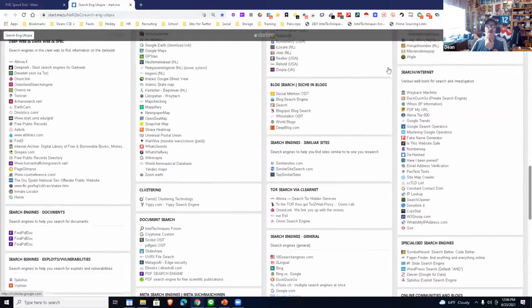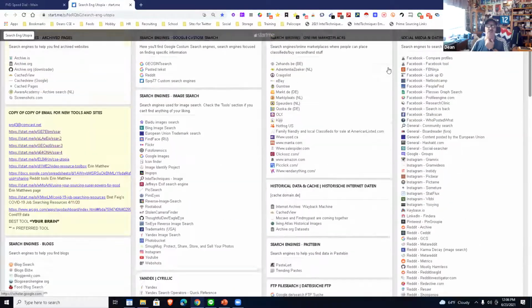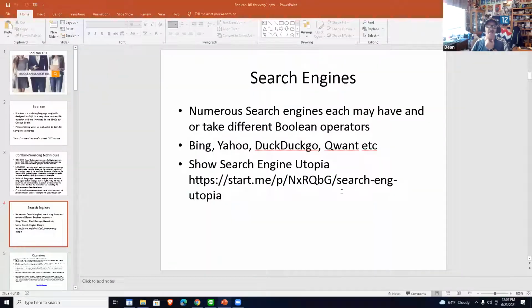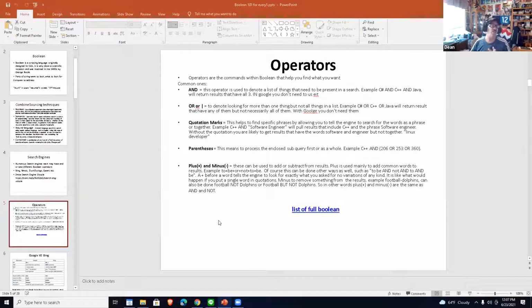Each one of them might work a little bit differently than, say, Google or Bing, and you need to be prepared for that. And that's why when you're writing Boolean strings, you really want to write them so they can be used in all of them. And that's hard to do, but I'm going to help you understand that. So let's get into some of the most common operators you're going to see out there.